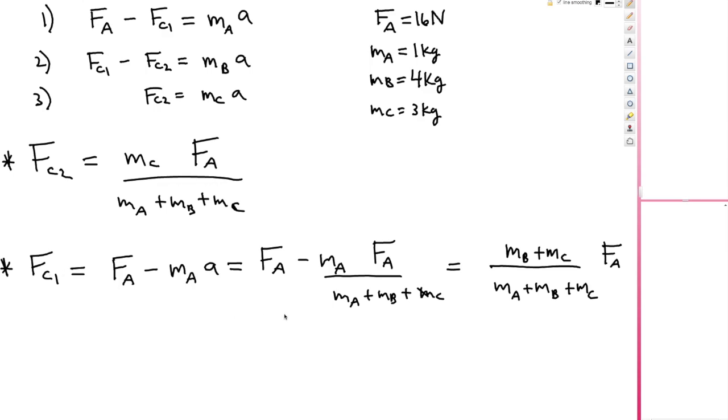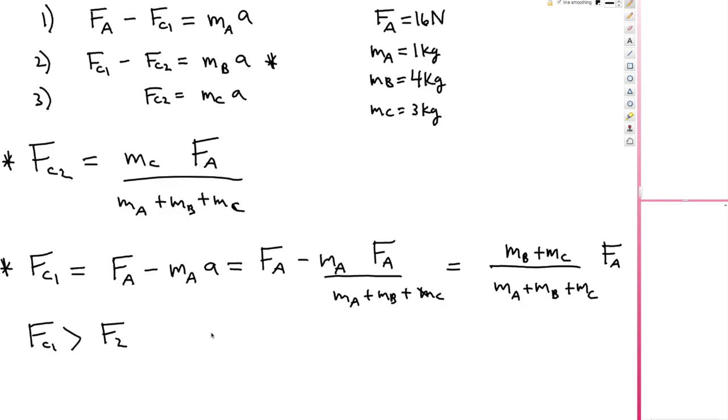Okay. One thing you notice is that this force, FC1, is bigger than FC2. And it has to be bigger than FC2 because in order to have a positive acceleration, look at equation 2 here. In order for the blocks to accelerate to the right, we needed to have a force FC1 that is bigger than FC2. That's the only way you're going to have an acceleration for equation 2 that is toward the right.